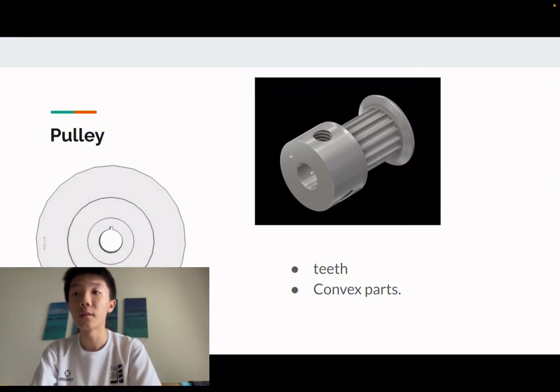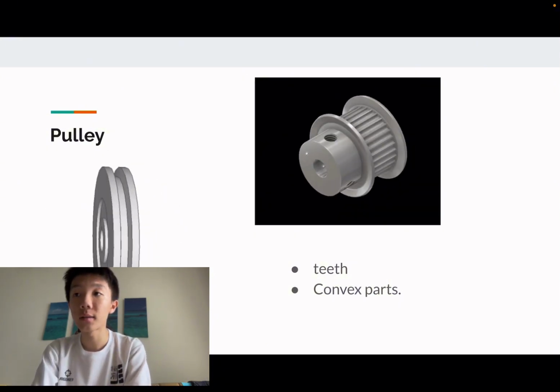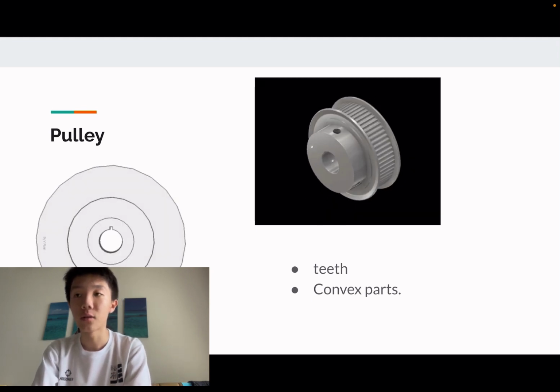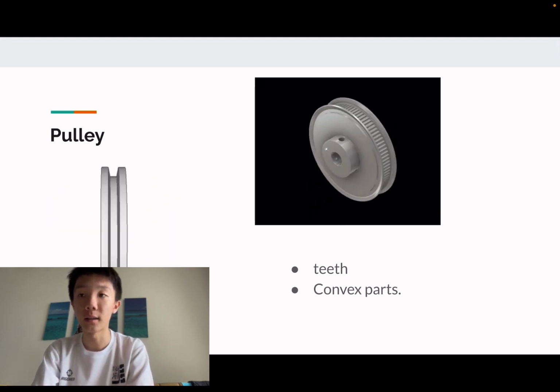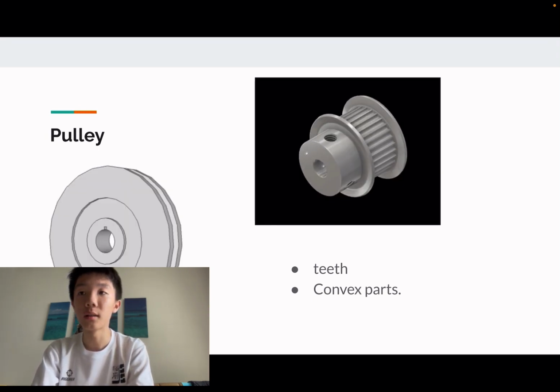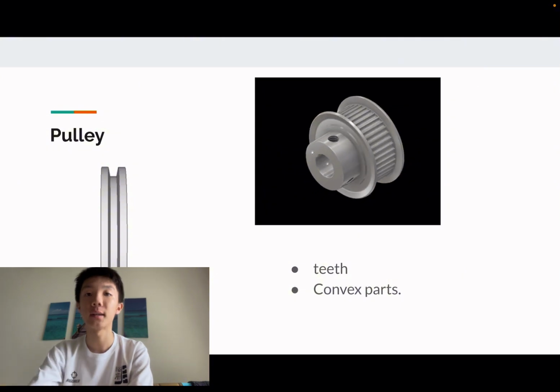On the other hand, the timing pulley uses the teeth to match the bumps on the yellow belt, which was shown in the previous slide.